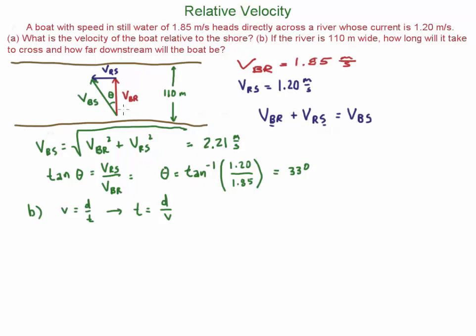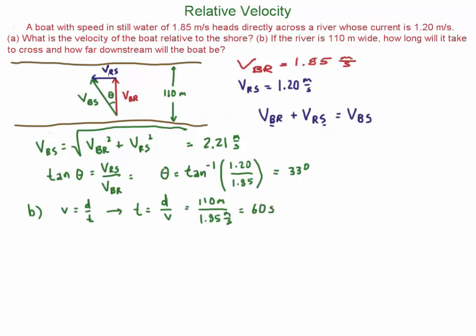The quick and simple answer is, use the speed that's in the direction that you're talking about. The river is measured straight across, so we want the speed that we're traveling straight across. Even though the boat is actually moving 2.21 meters per second relative to the Earth's surface, the rate at which it crosses the river is the vector component that points in that direction. So I can take that 110 meters and divide it by 1.85 meters per second. And I wind up with a time of 60 seconds.